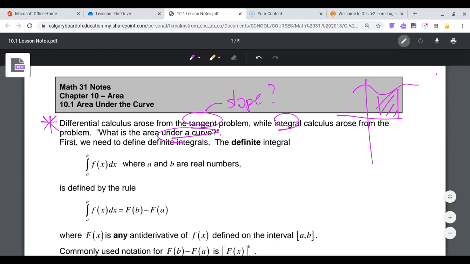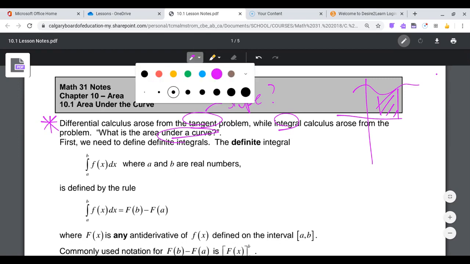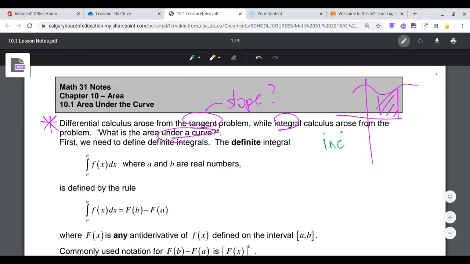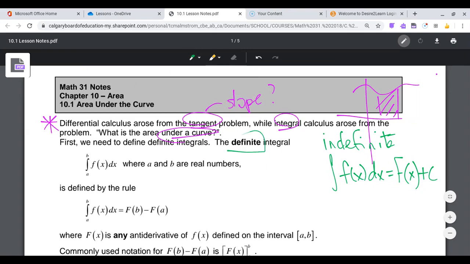So first of all, remember back in chapter 9, we looked at what the indefinite integral was. So remember that the indefinite integral of my function in terms of x was equal to the antiderivative, capital F of x plus c. So it was equal to some family of functions because of the constant. So today we're looking at what is a definite integral.